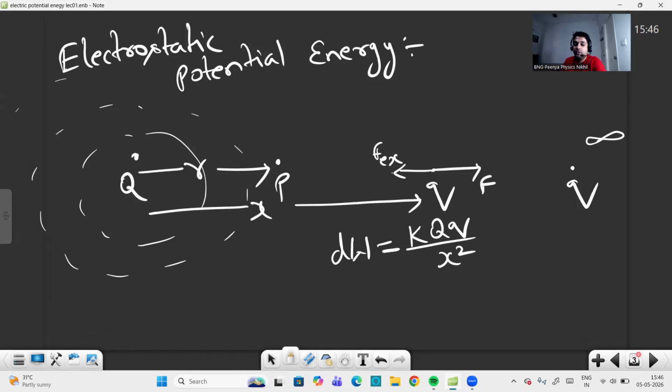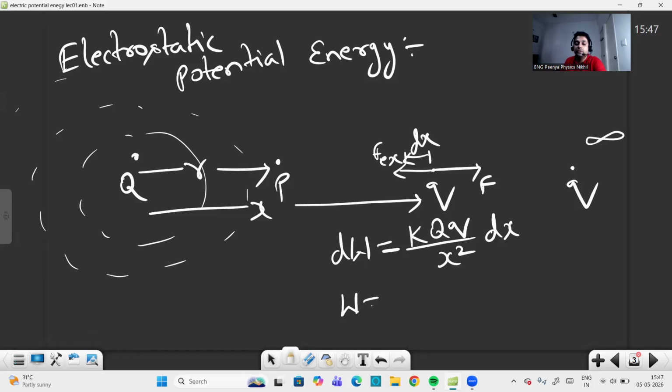And we know the work done is force times displacement. As the external force and the displacement are in the same direction, it is Fs cos 0 degree. Let us consider a small displacement dx. For small displacement, work done is, we can use Fs cos theta, so we have written K Q q by x square dx. Now to find the total work done, we have to integrate it.